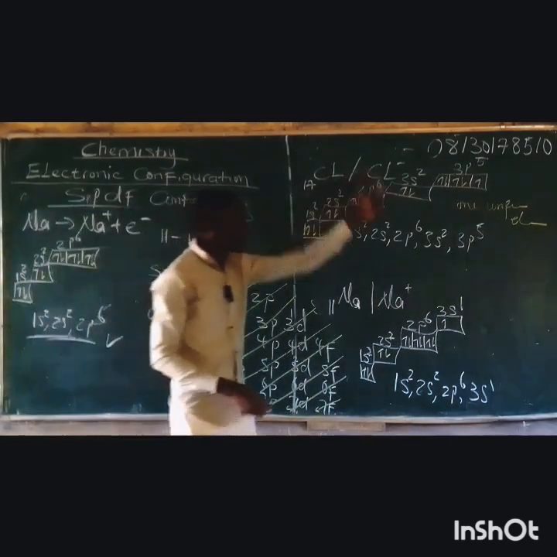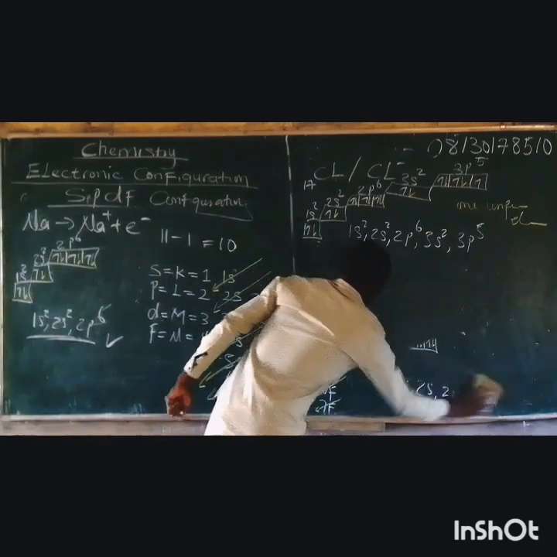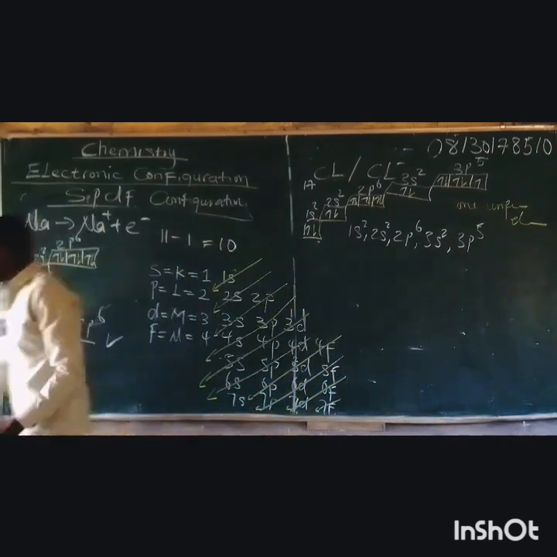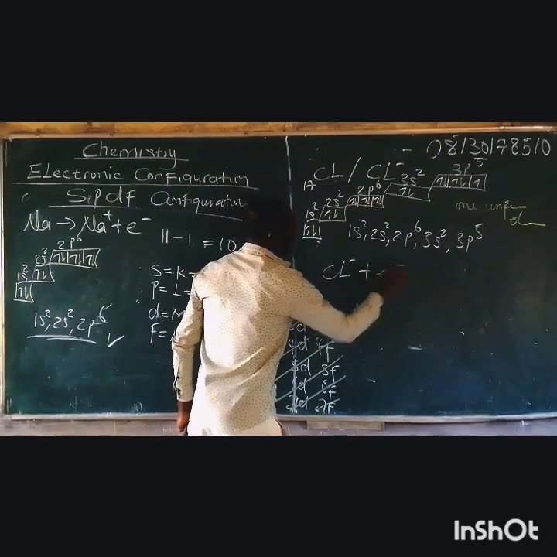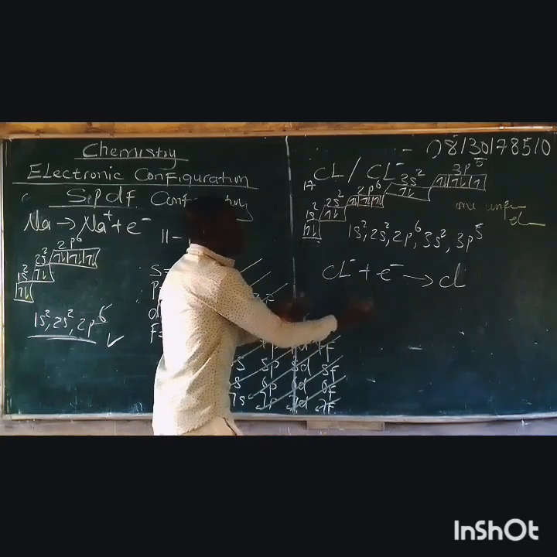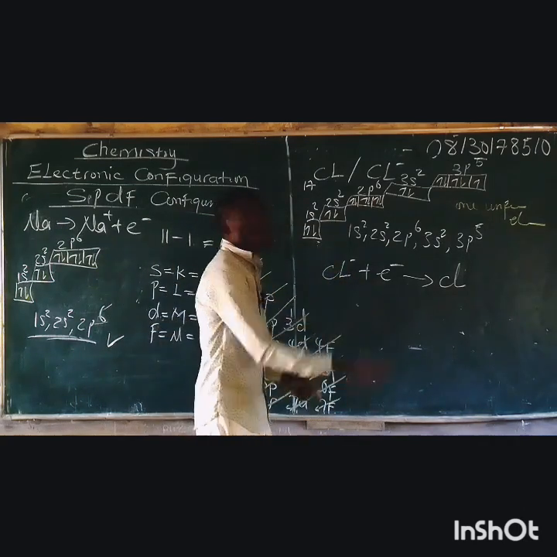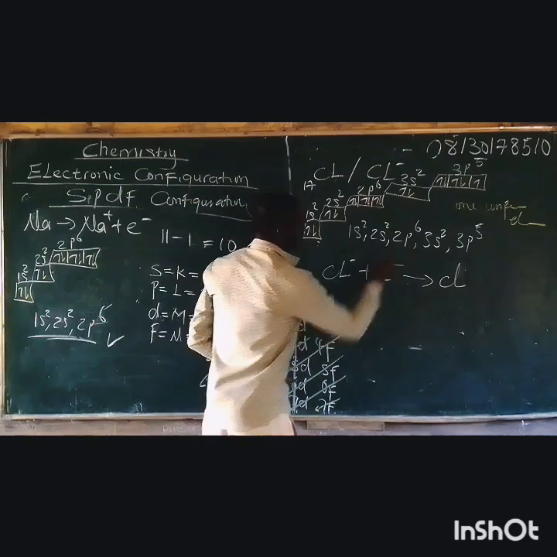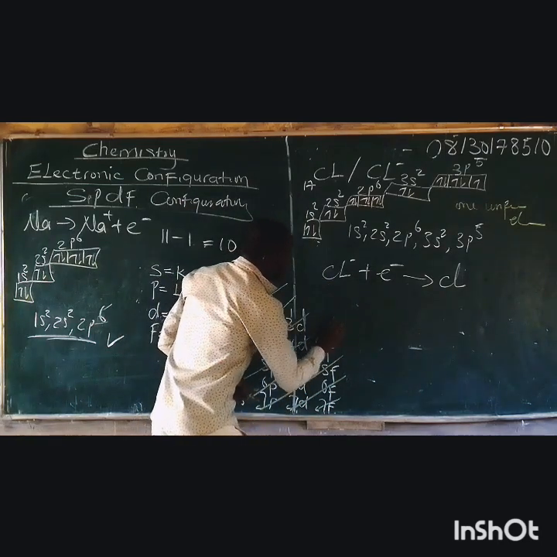Now let's go to this chlorine. This chlorine is negatively charged. It's negatively charged, which means that it is receiving an electron. Receiving an electron is known as reduction. The one of sodium is called oxidation. This is called reduction.